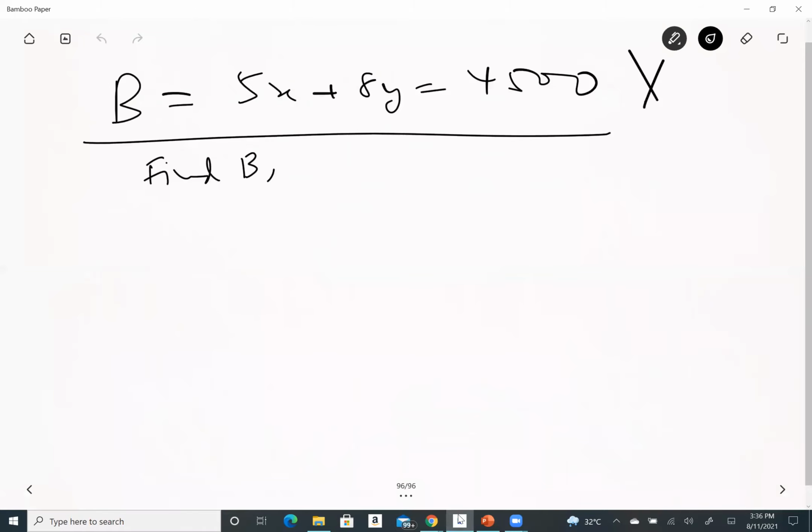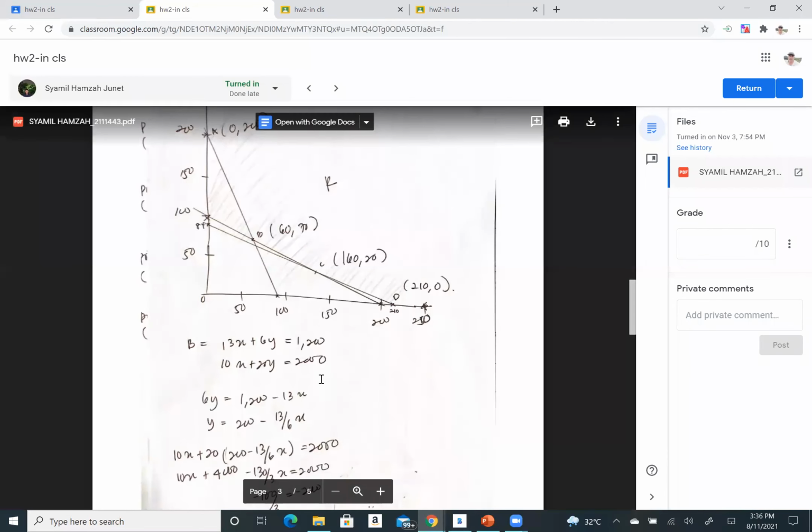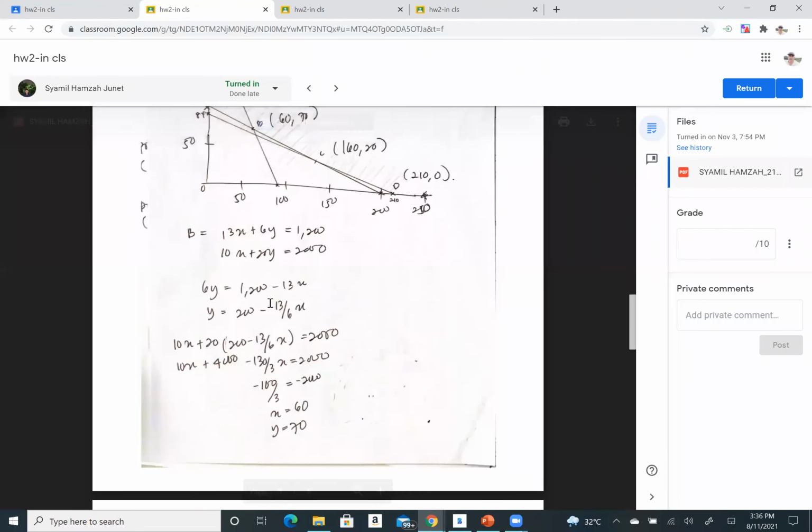Point B, you got whatever the equation, call it 1. Question number 2, call it number 2. You don't say B equal to this. You say you want to find B. After that, you solve. So how do I solve? You just say by substitution.